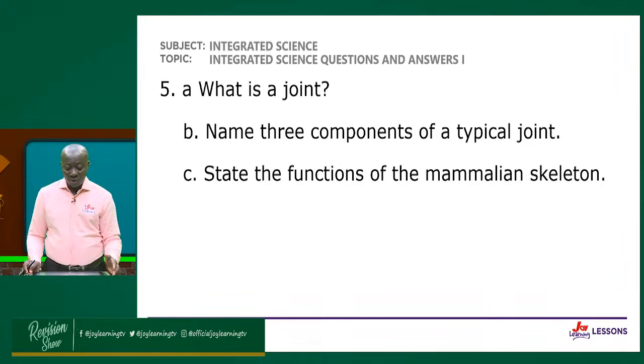But before we go for the break, look at the questions that we've displayed. What is a joint? Name 3 components of a typical joint, and then state the functions of the mammalian skeleton. State the functions of the mammalian skeleton. So we shall be back very soon and we shall continue solving these questions.